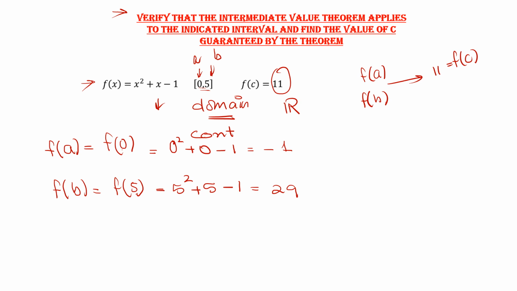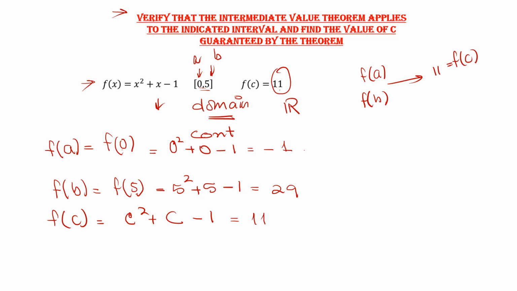And if you want to see f of c is 11, that lies between f of a and f of b. Now you have to say that if 11 is lying between f of a and f of b, then the c value you have to find should lie between 0 and 5. So what is f of c equal to? Wherever you have x, you just replace x by c. So c squared plus c minus 1. Now what is f of c equal to? That is equal to 11.